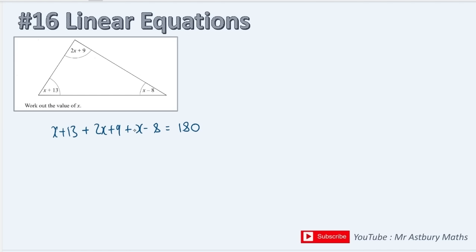Let's collect up the x's before we start solving. We've got 1, 2 and 1, so that makes 4x. And we've got on this side, 13 plus 9 is 22, minus 8 is 14. And that's equal to 180. Subtract 14 from both sides is going to give me 166. And then dividing through by 4 is going to give me 41.5.